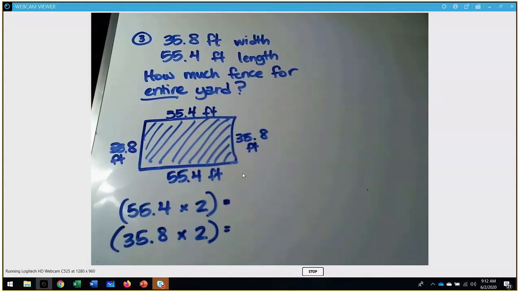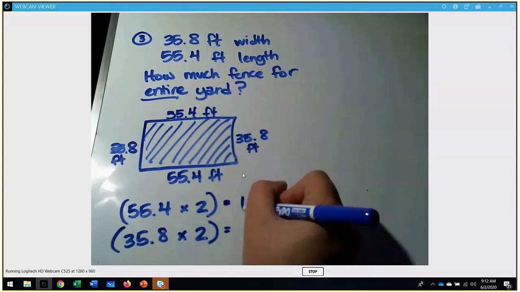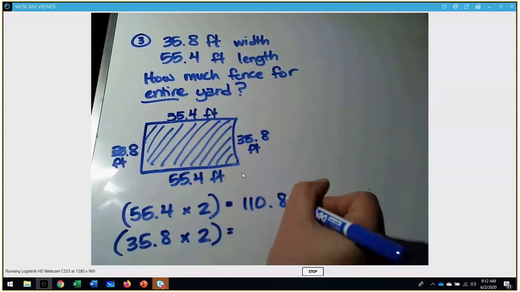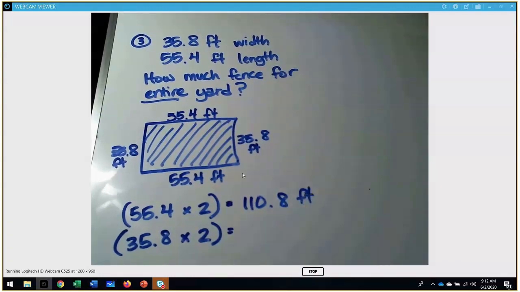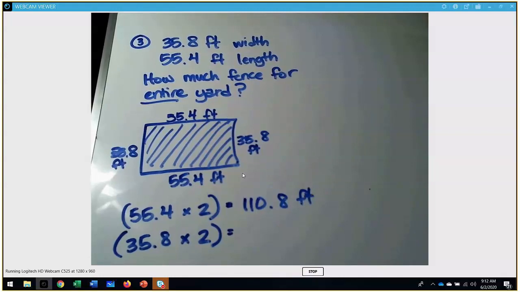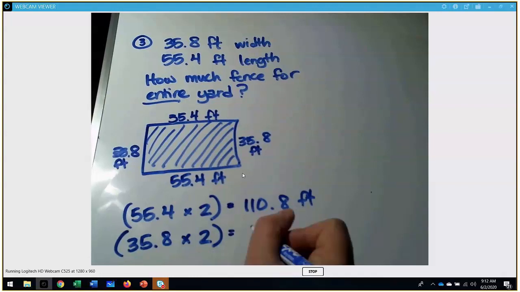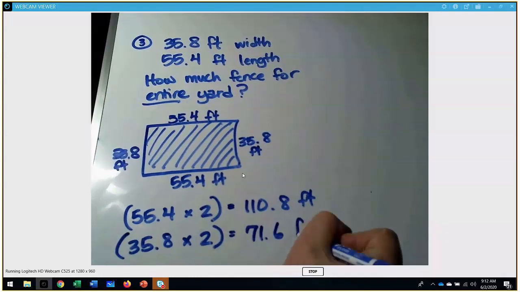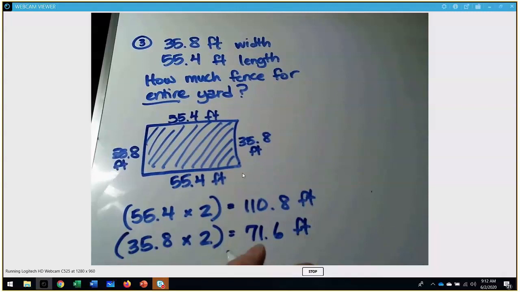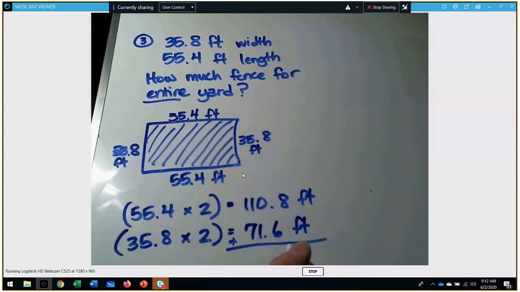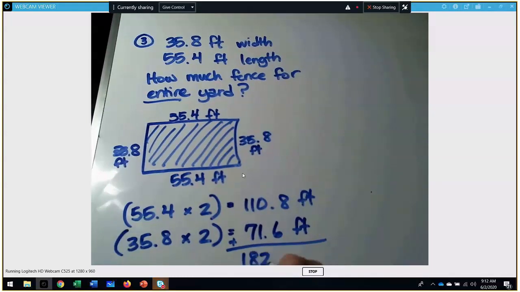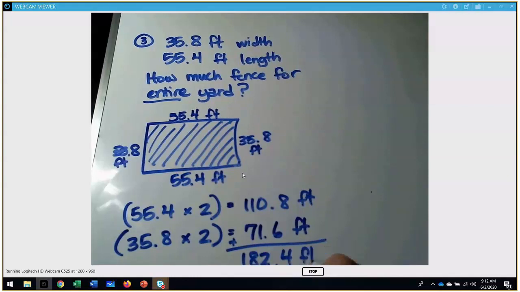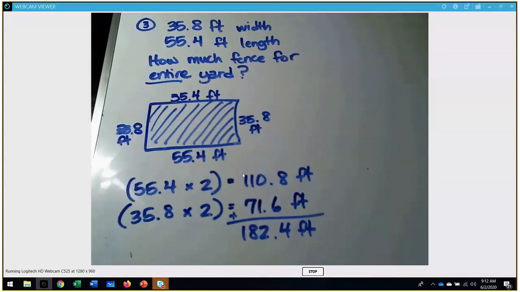55.4 times 2 is 110.8. 35.8 times 2 is 71.6. And so the total I'm getting is 182.4.